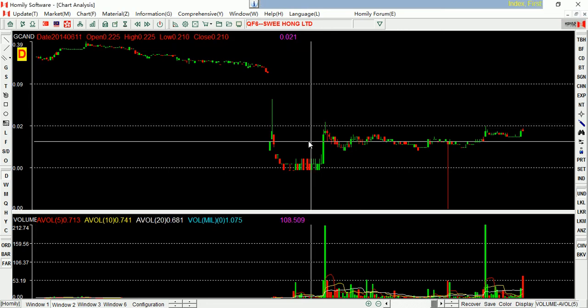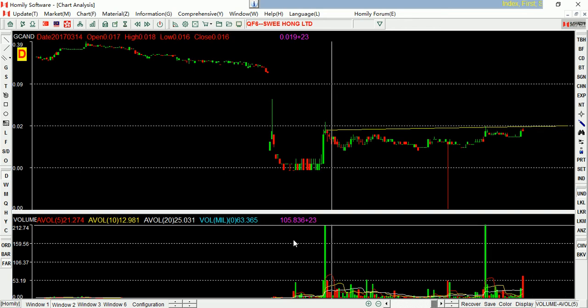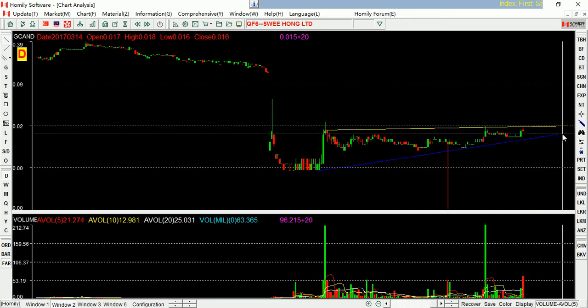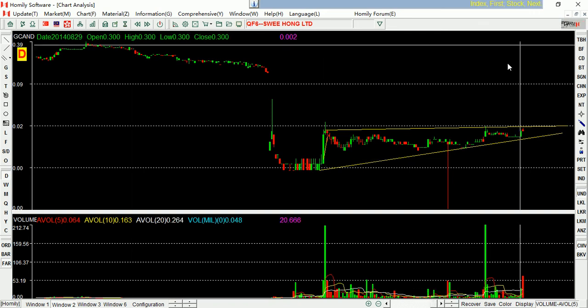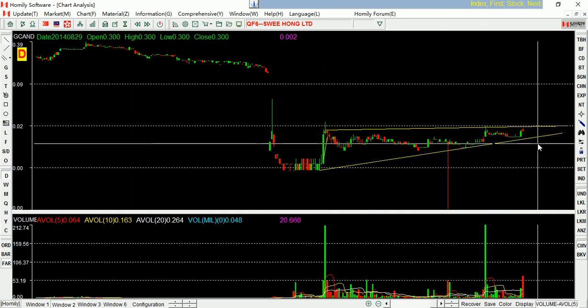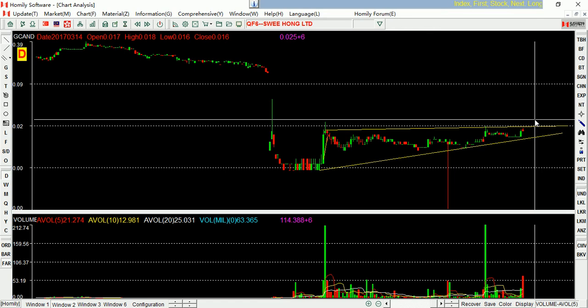Okay, then we can draw the pattern. So we can see the pattern is triangle pattern, right? So if the price can upward break out this chart pattern, you have another chance to make some good profit.